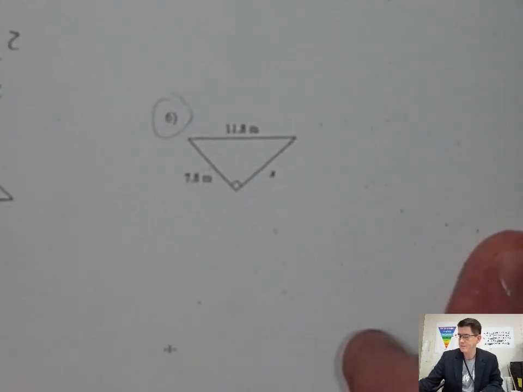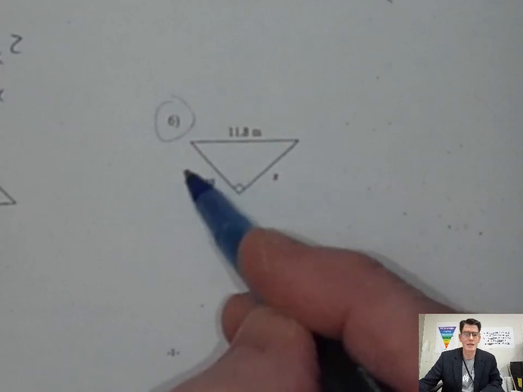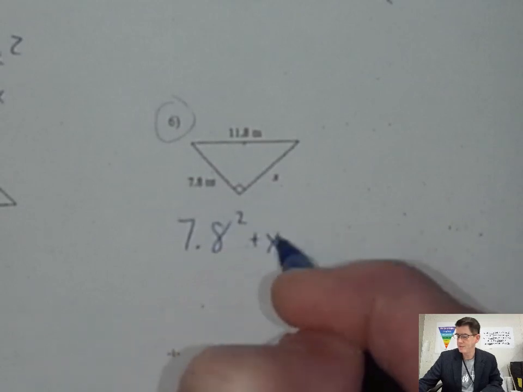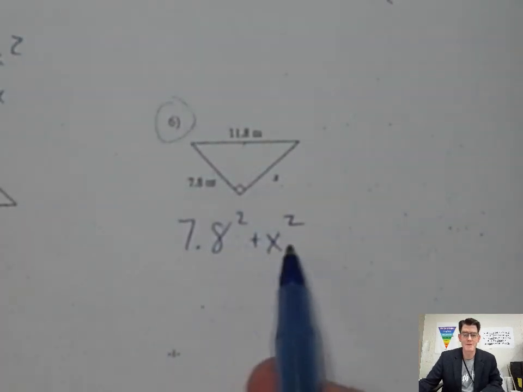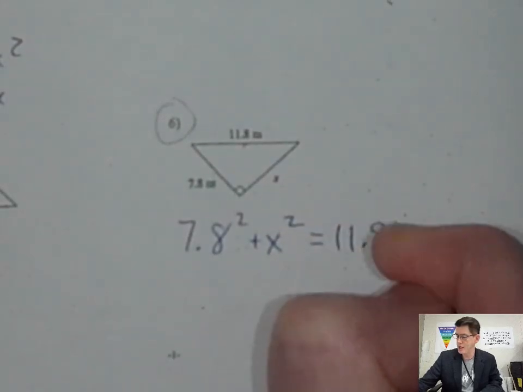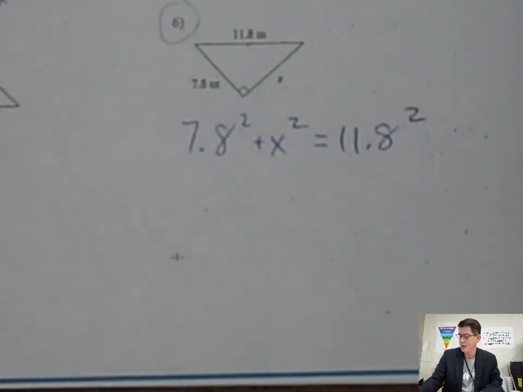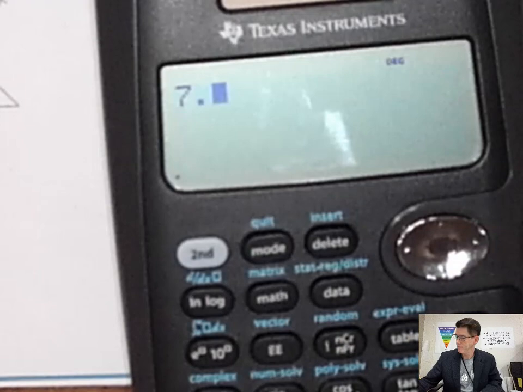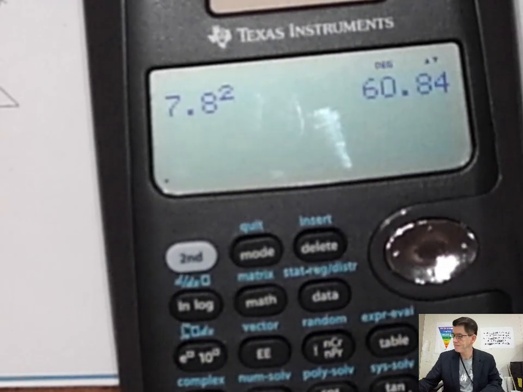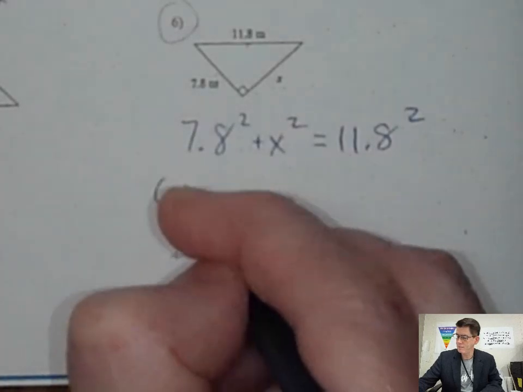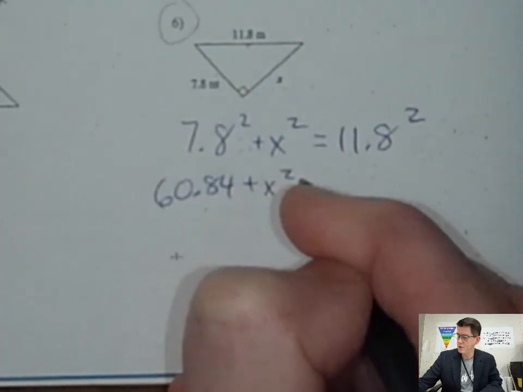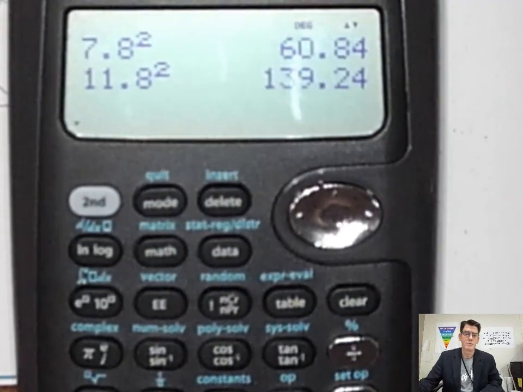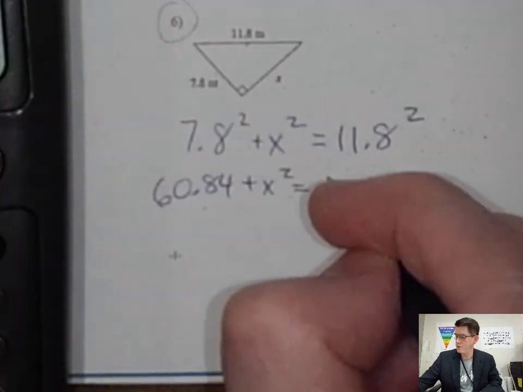Number 6. We have two legs here and the hypotenuse. So 7.8 squared plus x squared, the a plus the b equals the c squared, 11.8 squared. And this will actually take a little bit of calculator work. So here we go, 7.8 squared is 60.84, plus x squared is whatever 11.8 squared is, 139.24.